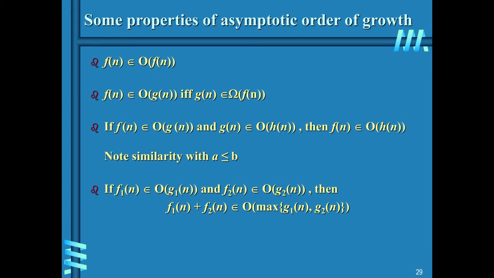There is a very beautiful property in the asymptotic order of growth. If f(n) belongs to O(g(n)) if and only if g(n) belongs to Big Omega(f(n)). Also, this asymptotic order of growth conforms to the transitive relationship: if f(n) belongs to O(g(n)) and g(n) belongs to O(h(n)), then f(n) belongs to O(h(n)). If f1(n) belongs to O(g1(n)) and f2(n) belongs to O(g2(n)), then f1(n) plus f2(n) belongs to O(max{g1(n), g2(n)}).